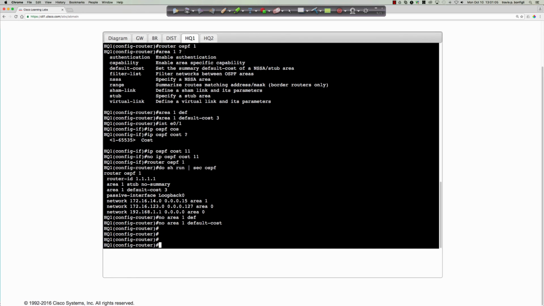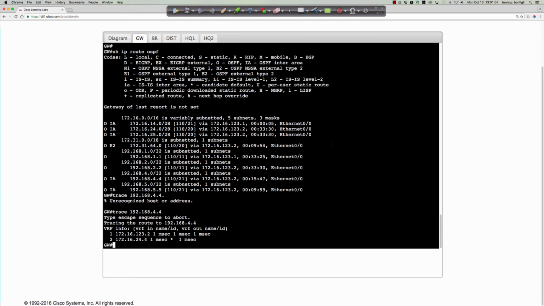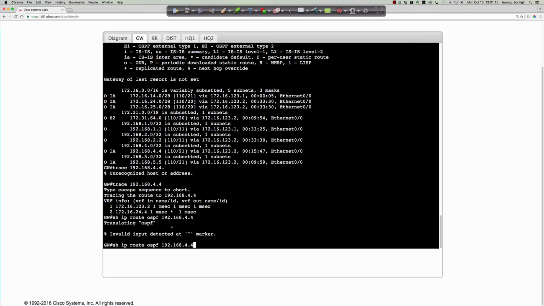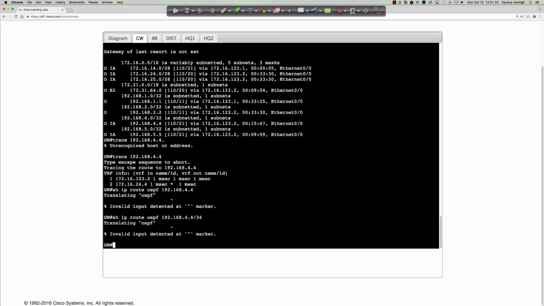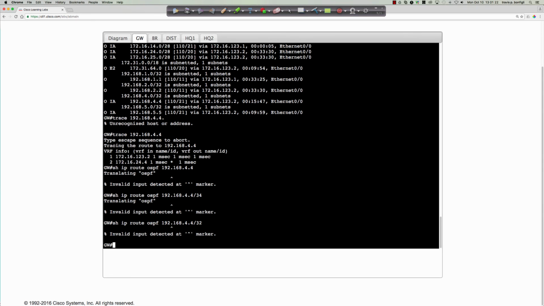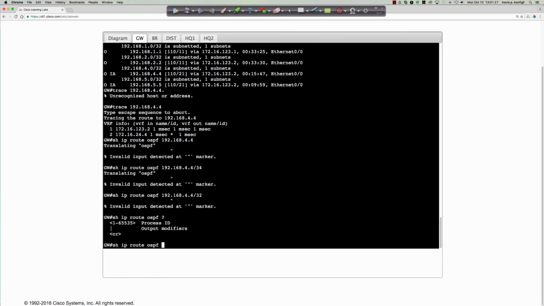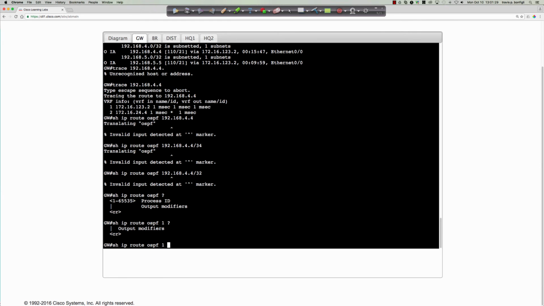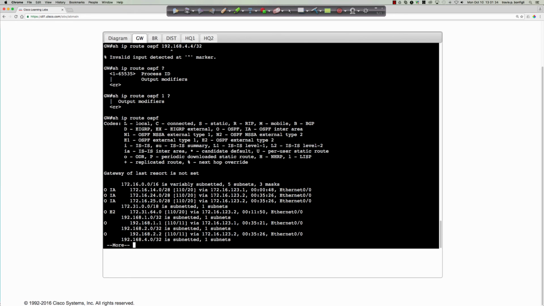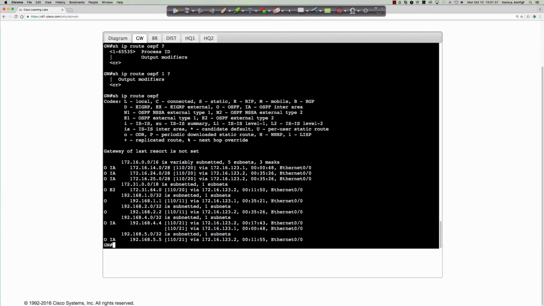So now from gateway, let's take a look again at show IP route. Where are we at here? OSPF, and let's say 192.168.4.4. Do I have to say 24 or 32? What am I missing here? Show IP route OSPF. Oh, I'm thinking of the database. I apologize. So we're going to say show IP route OSPF. Sorry, I was thinking about the database. But here we go, 192.168.